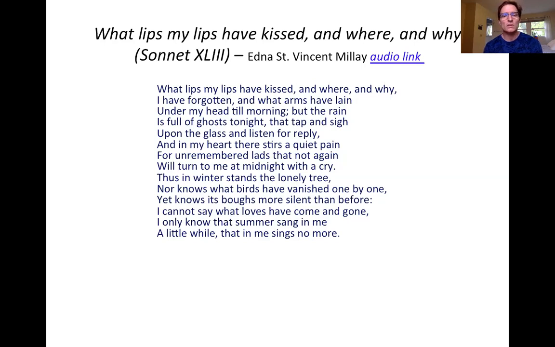Thus in winter stands the lonely tree, nor knows what birds have vanished one by one, yet knows its boughs more silent than before. I cannot say what loves have come and gone. I only know that summer sang in me a little while, that in me sings no more.